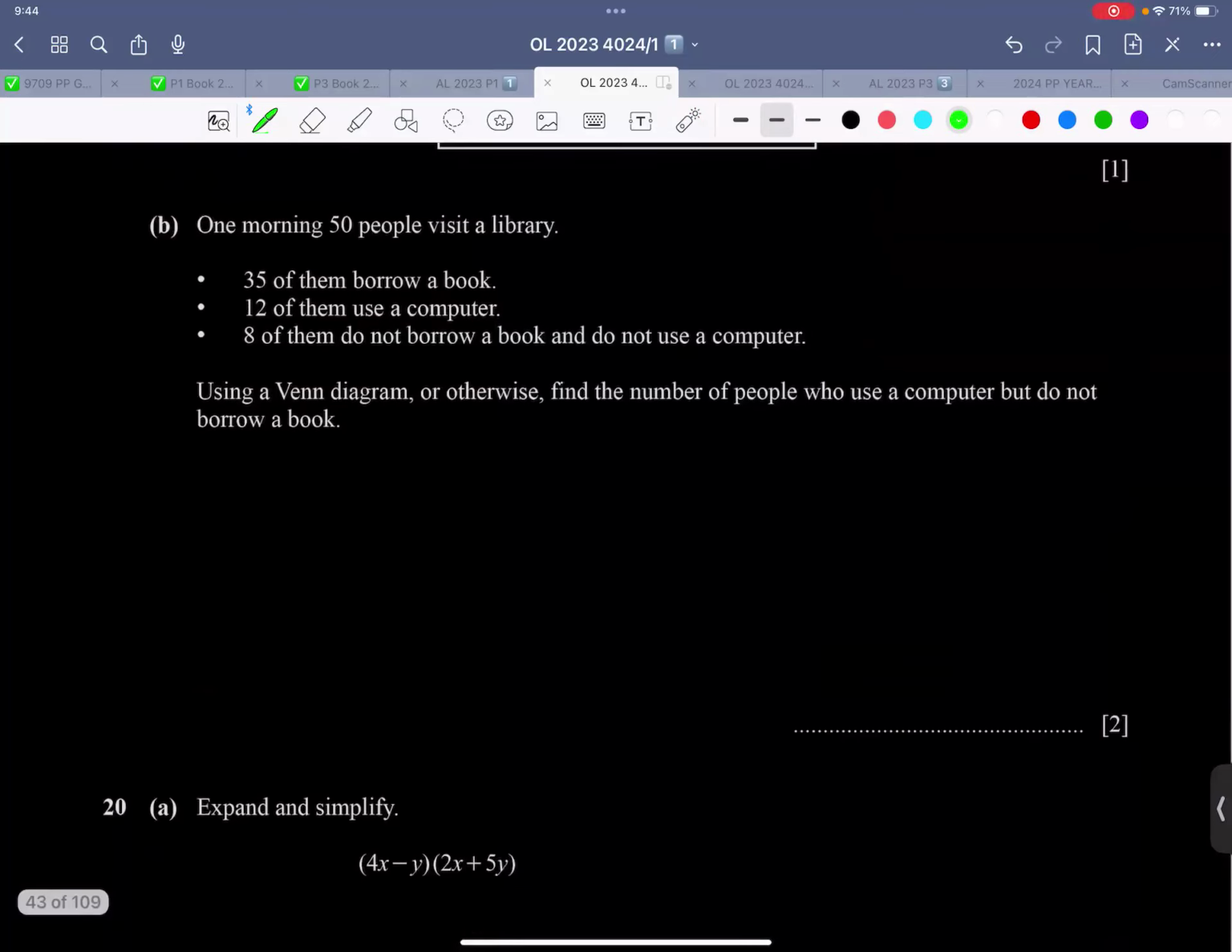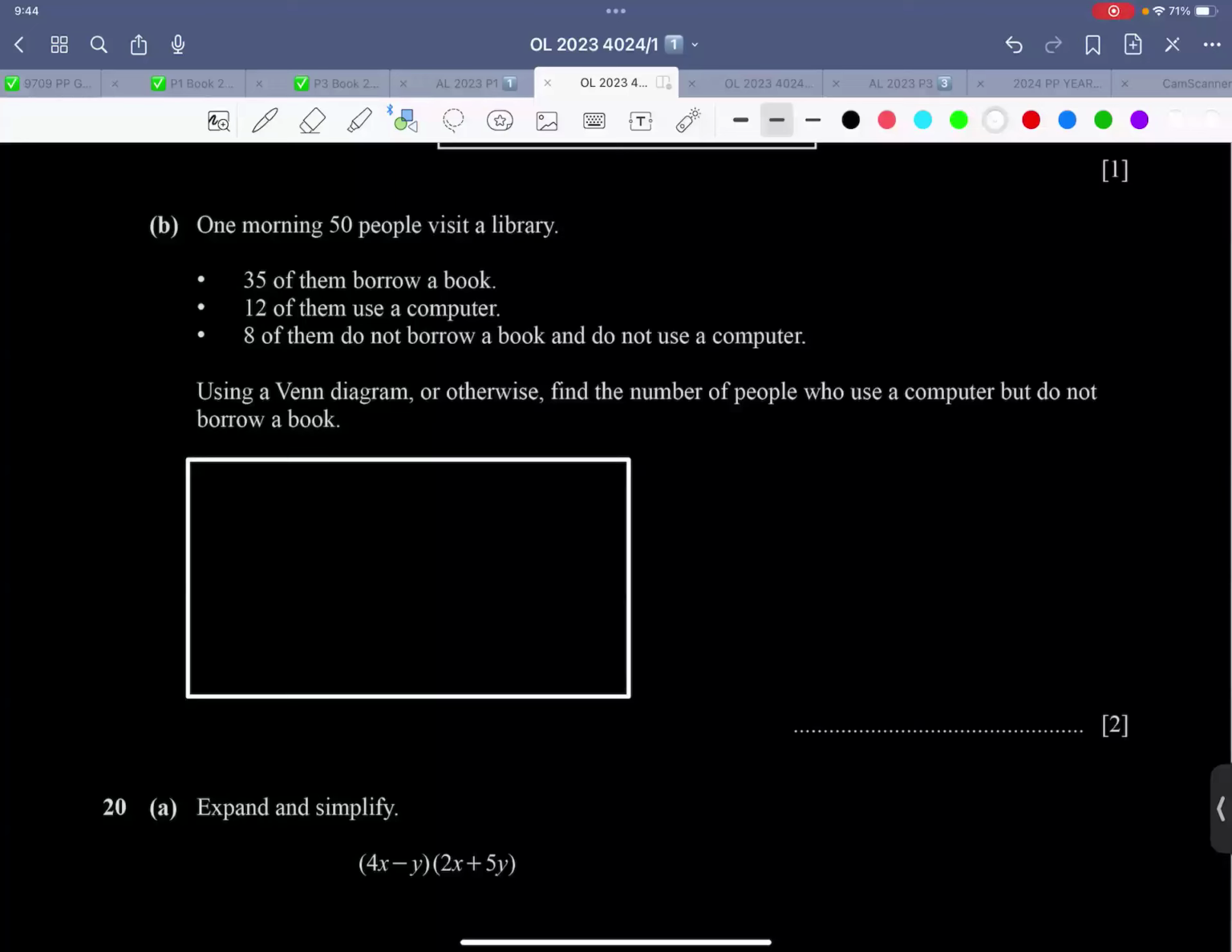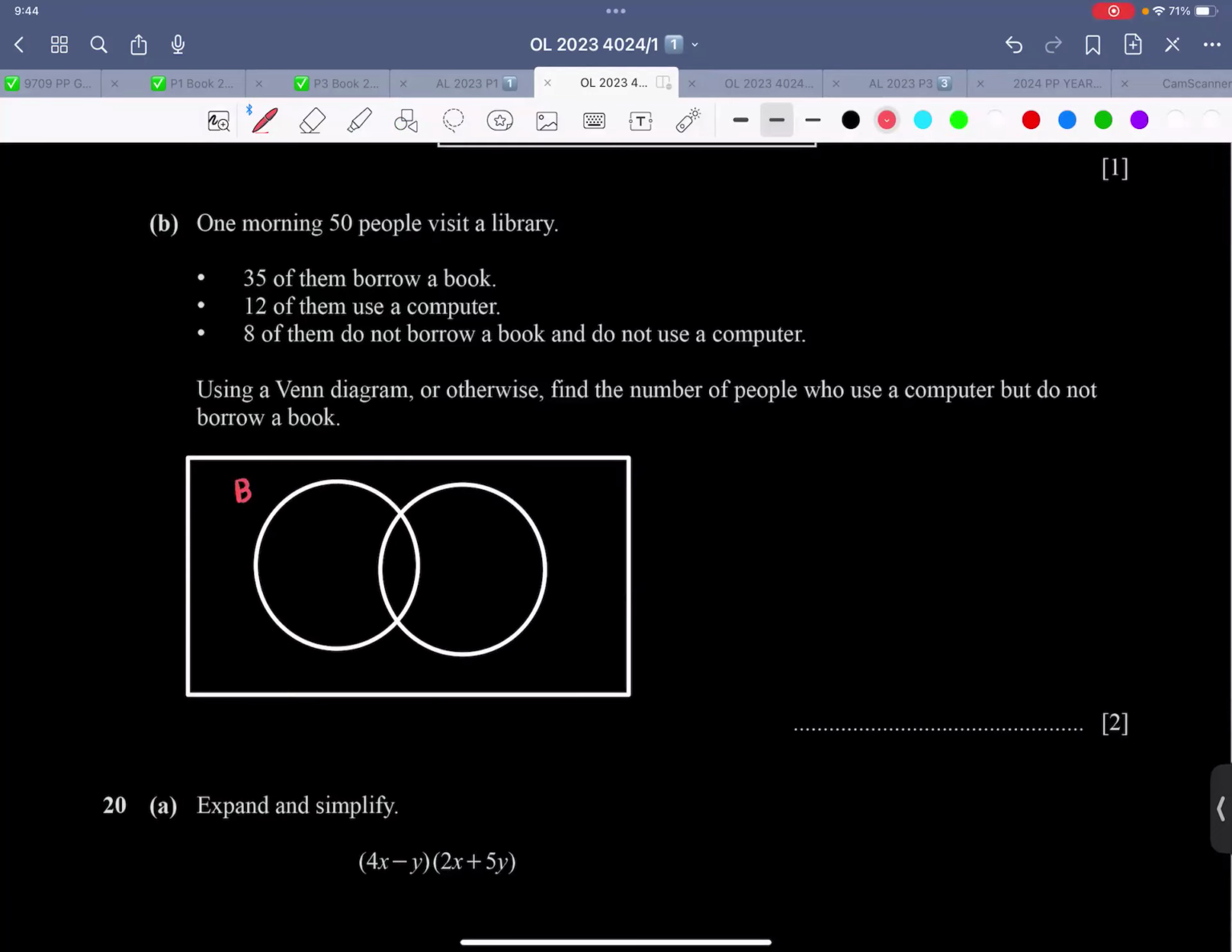One morning, 50 people visit a library. And let me draw a box for this so that I can have a few circles in it and I can plug in some numbers. So now, first of all, 50 people visit a library, 35 of them borrow a book. So there is a book and there is a computer. And 8 of them do not borrow a book or a computer. So let me write this 8 on the outside. They do not belong in the book category or the computer category.